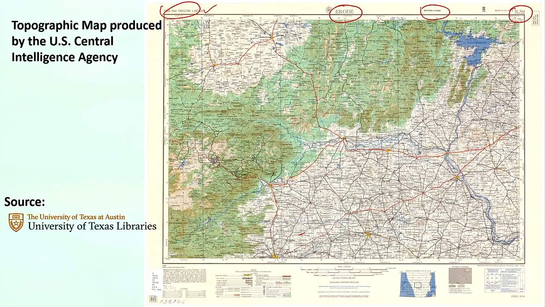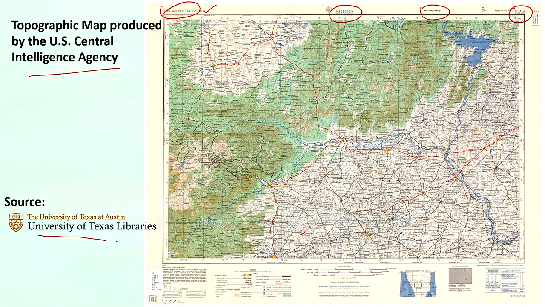Okay. Now anyhow, this is the topographic sheet prepared by the US Central Intelligence Agency, as you see. You can download this kind of map for any part of India and Pakistan. Actually, they are providing for the whole world from the University of Texas Library online. You can go and download, right. This is one type of topo sheet I want to show you.